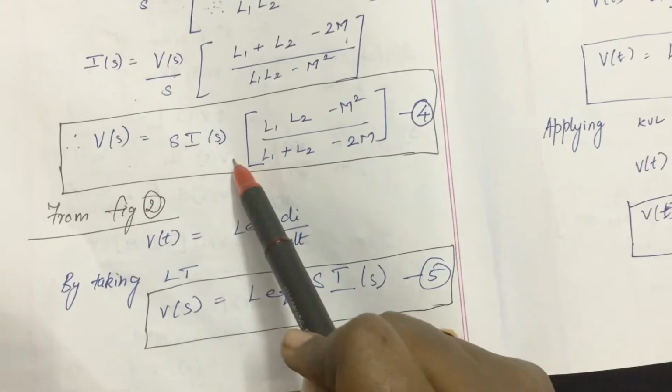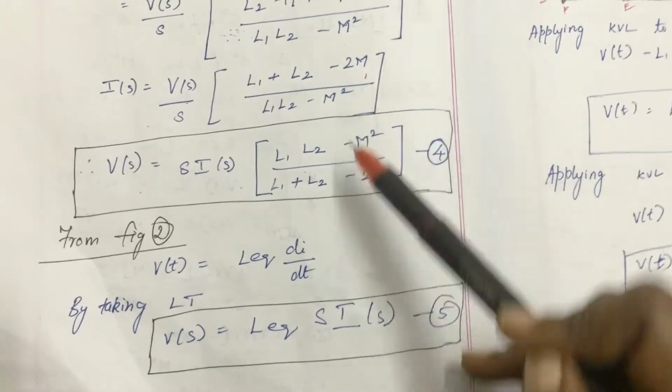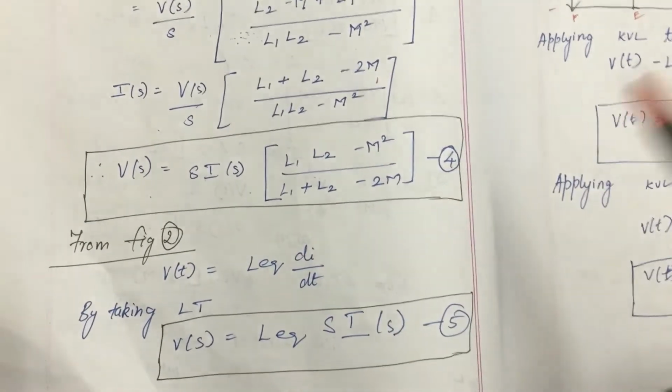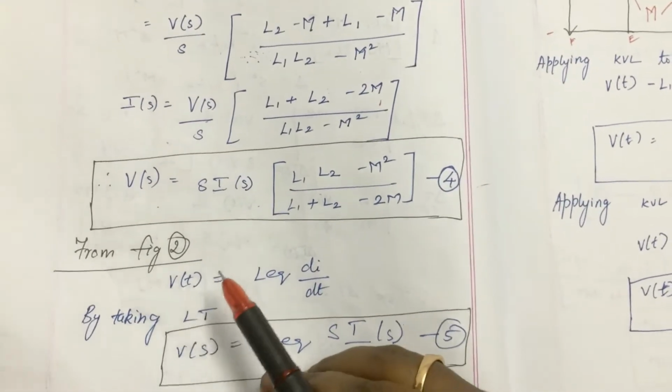So S into I of S, L1 L2 minus M square. Numerator has come to the denominator section and denominator has come to the numerator. So I got my final equation for my loop figure 1.